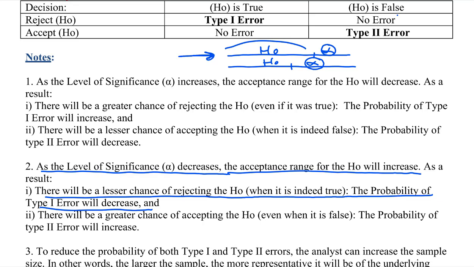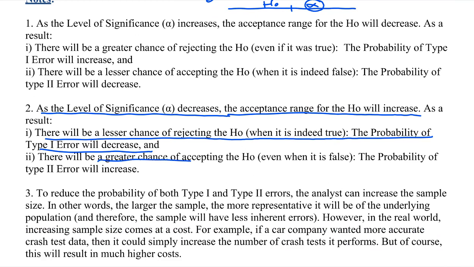But now because using the same framework, because the acceptance range for the null is now so wide, at the same time, now there's a greater chance of accepting the null even when it's false, because you've widened the goalpost for the null so much. Therefore, there's a greater chance of making a type 2 error.